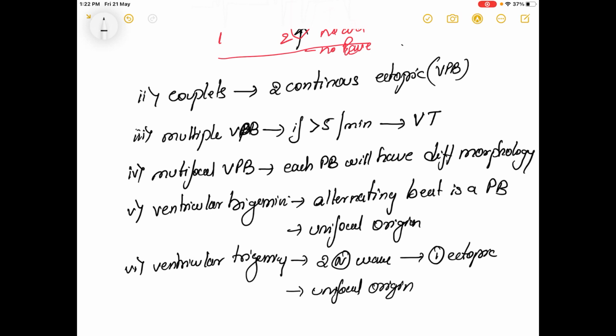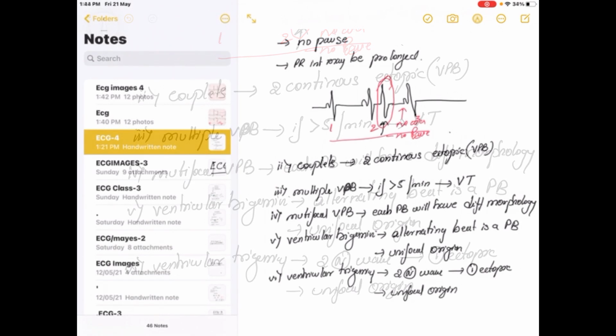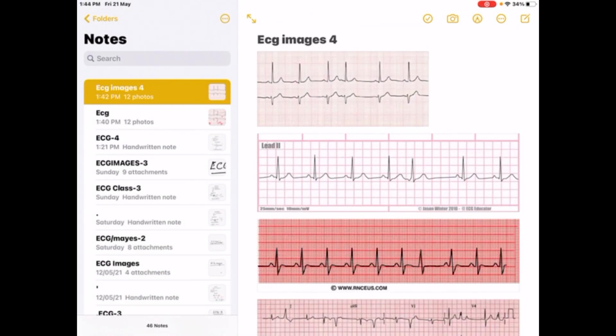Next, coming to multifocal ventricular premature beat, where each beat will have a different morphology because the focus of origin is different for each wave. Then ventricular bigeminy, where every alternating beat is a premature beat, unifocal in origin. And ventricular trigeminy, where there are two normal waves followed by one ectopic wave, which is unifocal in origin. So now let's see a few ECGs.